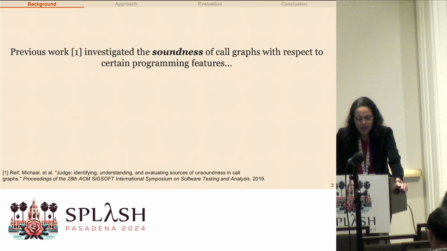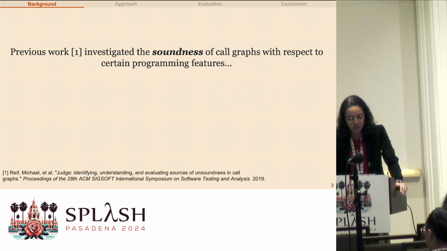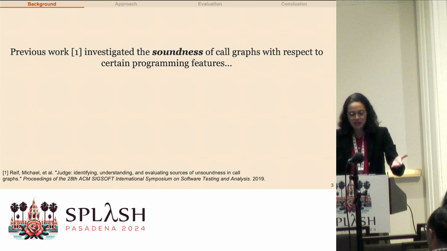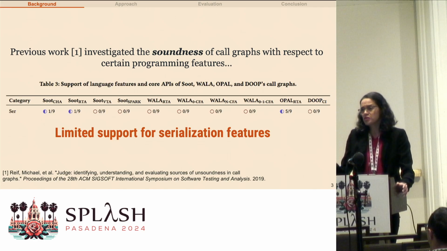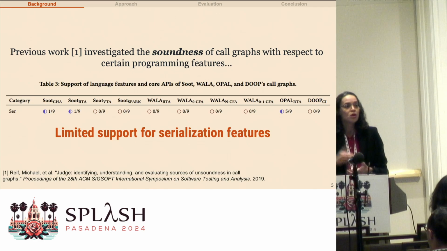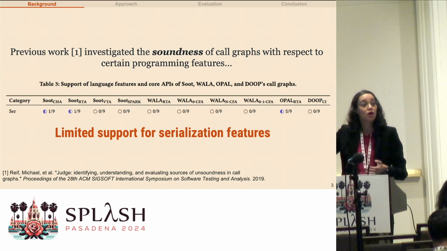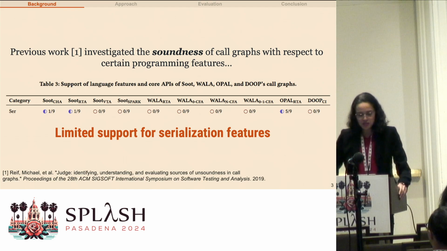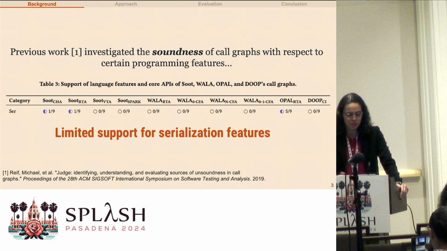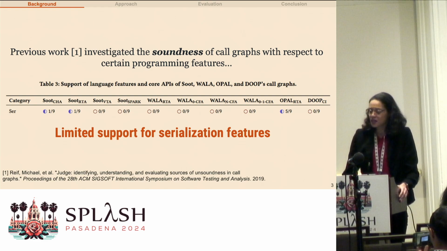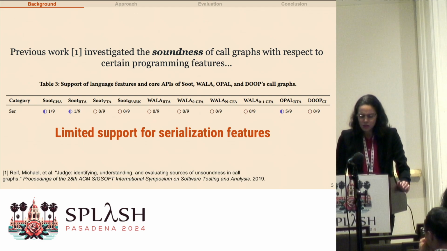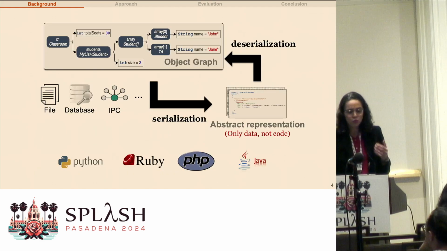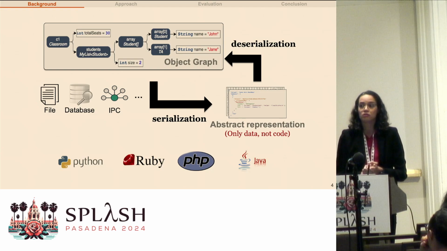In fact, there was a previous work published at OOPSLA in 2019 that investigated the soundness of different call graph algorithms with respect to certain programming features. One of these programming features was object deserialization. And as you can see in the table that they reported in the paper, deserialization was really not well supported by the existing techniques. So motivated by this fact, we want to build call graphs that are sound with respect to this feature.